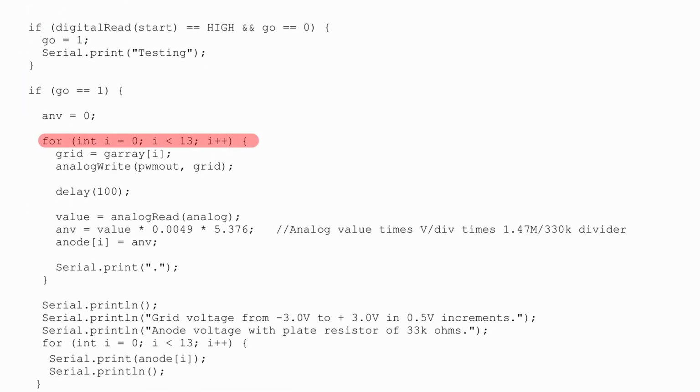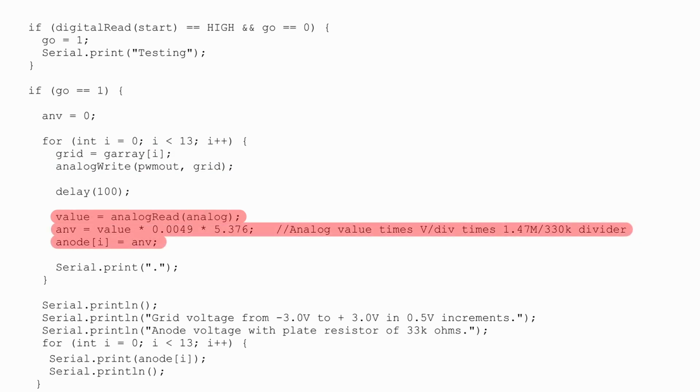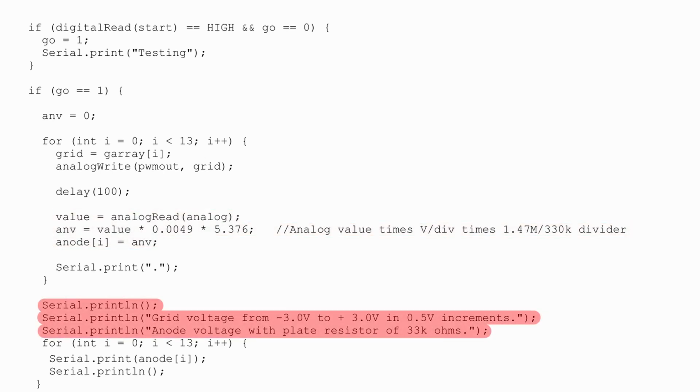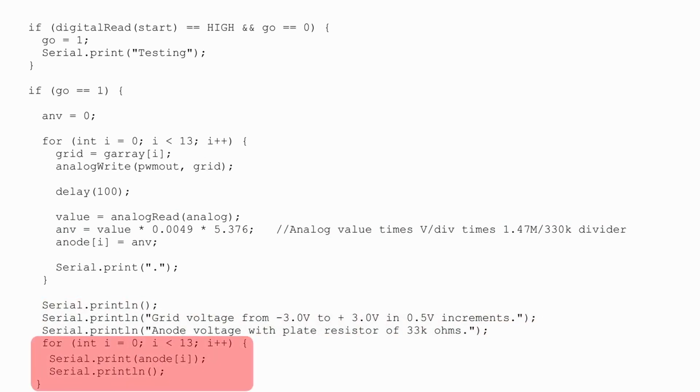And in the test itself, all we do is we count from 0 to 12, and we just set the PWM to whatever the specific value that we're reading out of the G array is, and then we do an analog read of the voltage divider that's coming off of the plate. Then we just do a little bit of math to correct that voltage divider voltage, and then we store that value in another array called anode. And then once that loop is finished, we just do some simple serial printing to explain what it is that we're about to see. And then we start one more loop that counts from 0 to 12 again, and it prints out the values that are stored in the anode array.